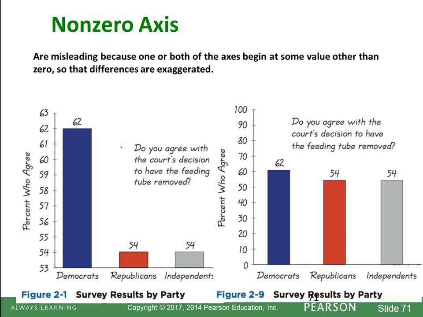You can see that this looks like there's a big difference depending on party. But notice that here we start at 53%. This looks like a huge jump. But when we start at 0, it doesn't appear to be such a big result. So watch for that. That is how many graphs are misleading. They have a non-zero axis.